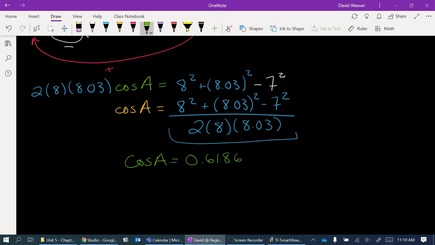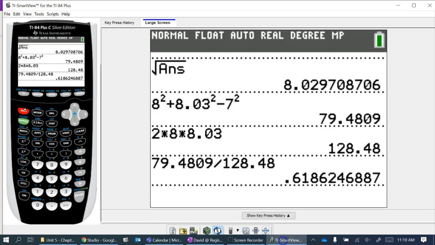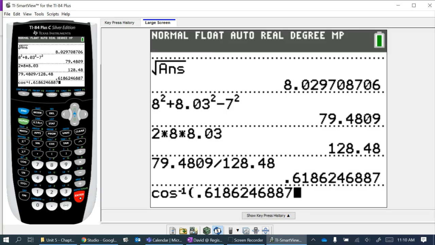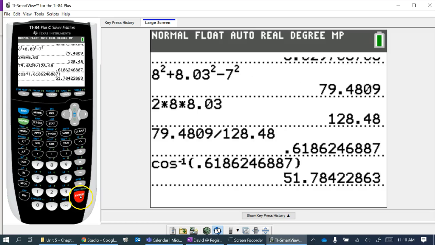Now if we want to solve for A, we have to ask ourselves this question. What is the angle whose cosine is that value? Because that will give us A. Our calculator can help us out. Second cosine gives us the inverse cosine, so we ask the question, what is the angle whose cosine is? I'll select that value and put it in the argument. This tells us that the measure of angle A should be 51.78 degrees.